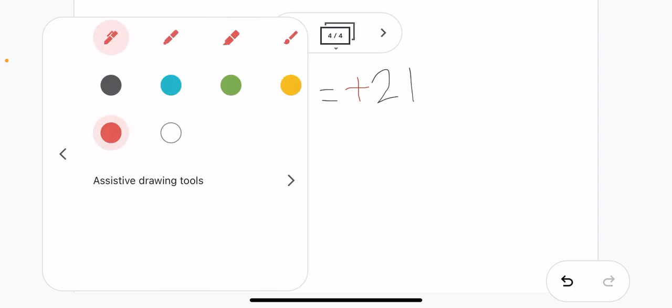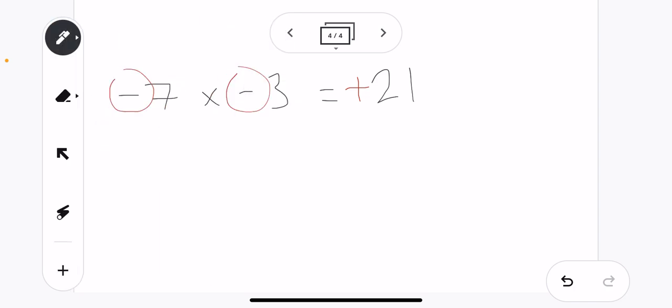But let's say we have +7 times -3. What would that be? Well, if you have a negative multiplied with a positive, it actually comes out to be a negative number. So in this case, it would be -21.